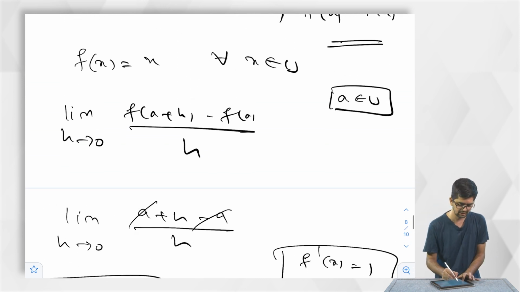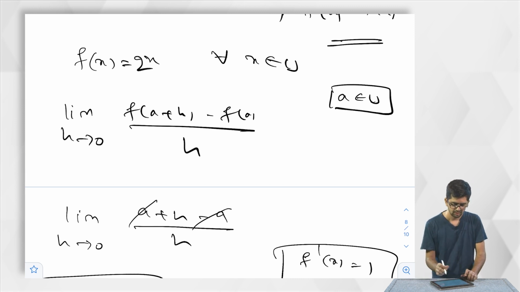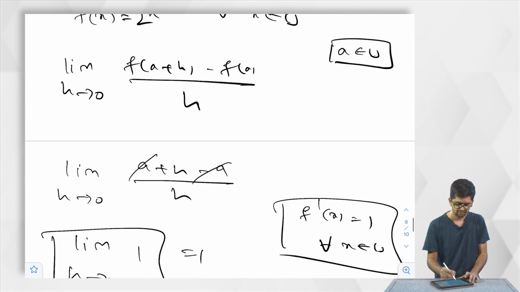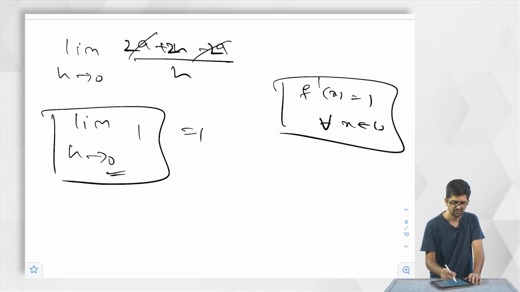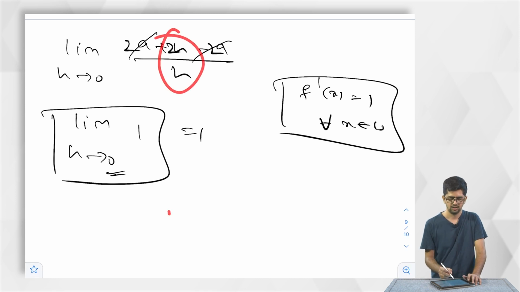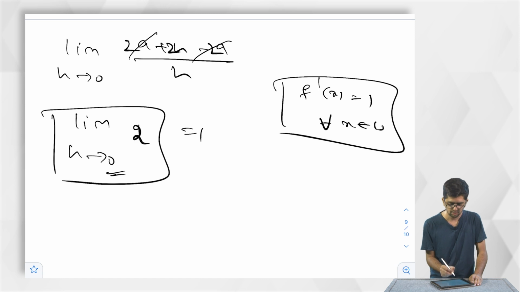Suppose I am taking the function 2x. 2x is not the identity function, there is some slight change. Now what do we do? f of a plus h is 2 times a plus h, so that should be 2a and 2h. f of a is 2a, still these two get cancelled out. Now I have 2h by h, right, this is what we are left with. Again the h's get cancelled out. Now we have a function that is still constant but not 1, now it is 2. So the limit of that should be again 2.